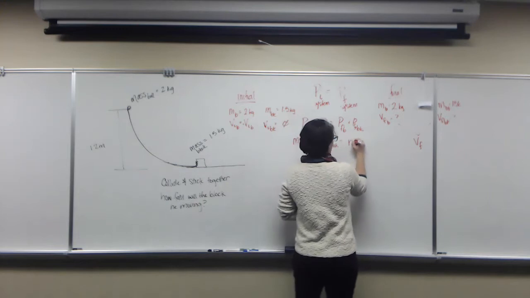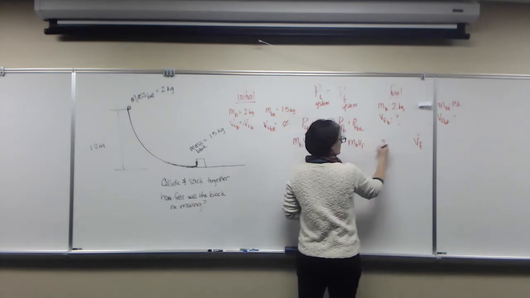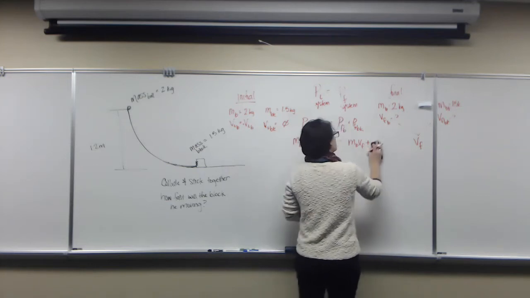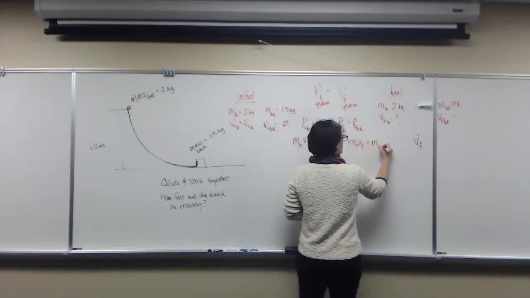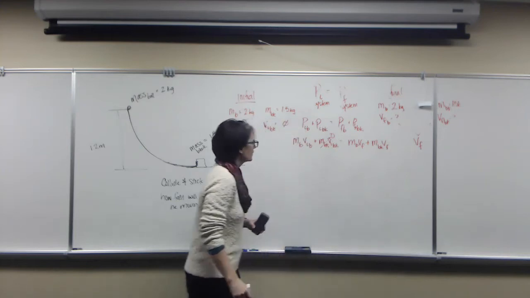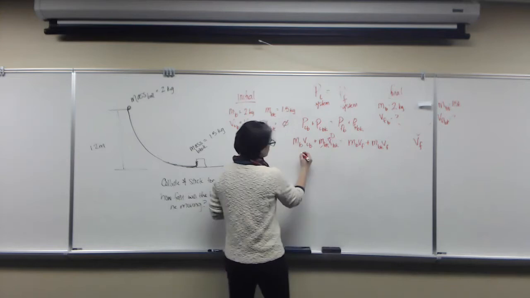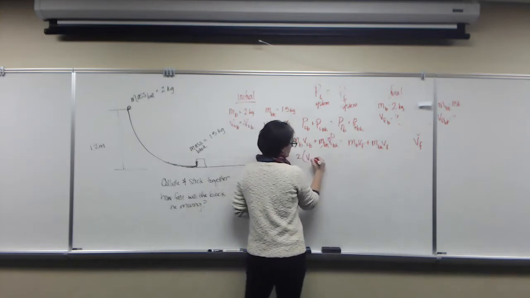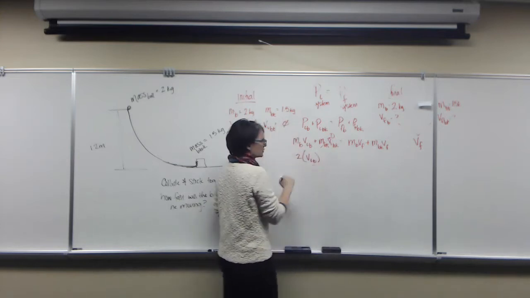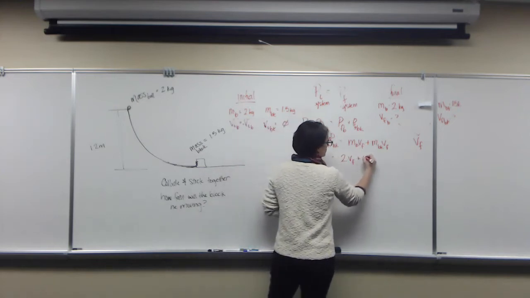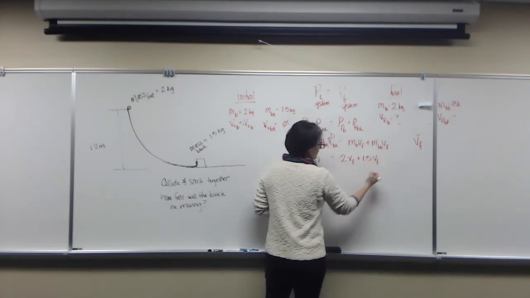That equals the mass of the ball times the final velocity, which we've defined as v final, plus the mass of the block times v final. All right, so we know some of these values. We know the mass of the ball is 2, but we don't know the initial velocity of the ball. We have 2 v final plus 1.5 v final.